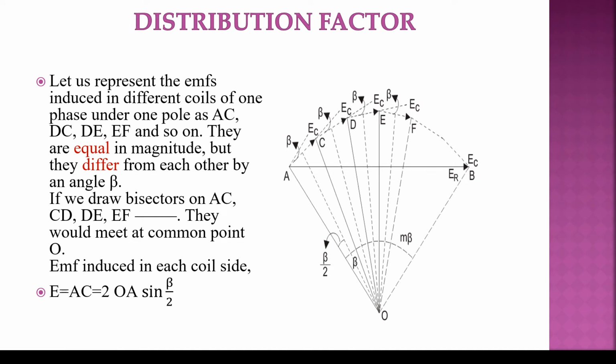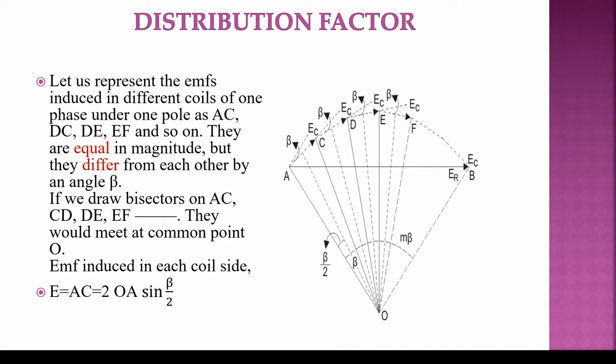So, in this figure, let us represent the EMFs induced in different coils of one phase under one pole as AC, CD, DE, EF, and so on. They are all equal in magnitude but differ from each other by an angle beta.